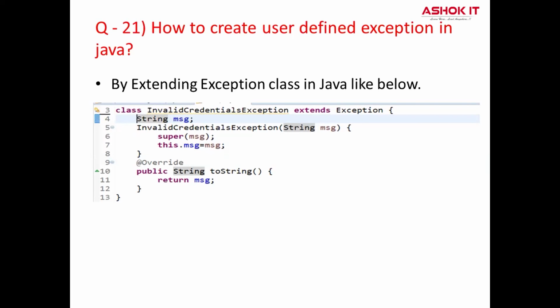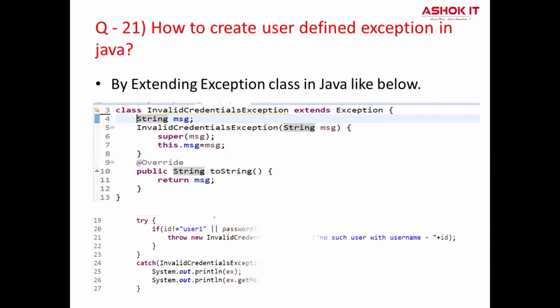So, basically, why are custom exceptions used in Java? To customize the exceptions according to the user's need. And here in the second screenshot, you can observe this InvalidCredentialException is used in the try block.